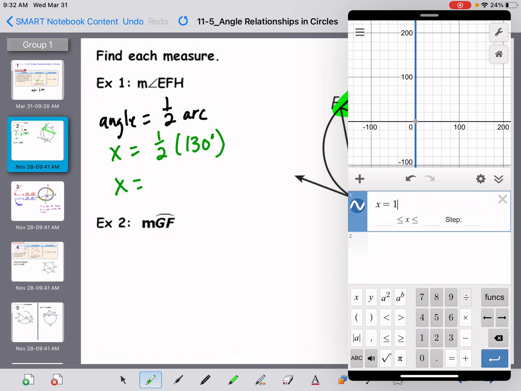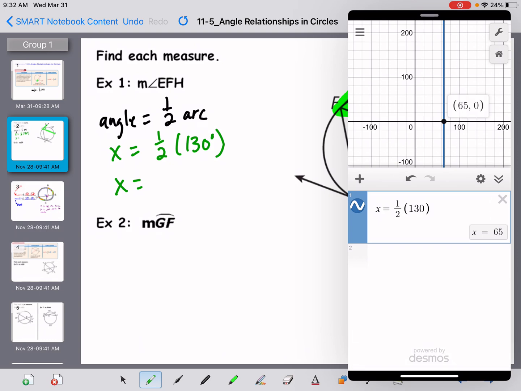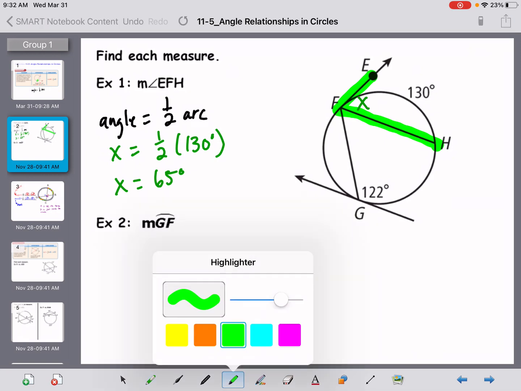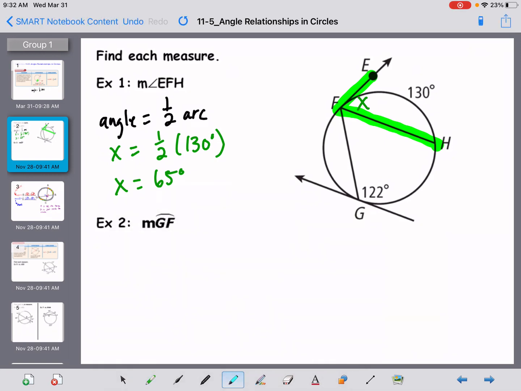I'm typing this in. Parenthesis 130. 65. So the measure of angle EFH would be 65 degrees. I can also use this formula to find what an arc would be. So if I want the arc GF, GF is here.